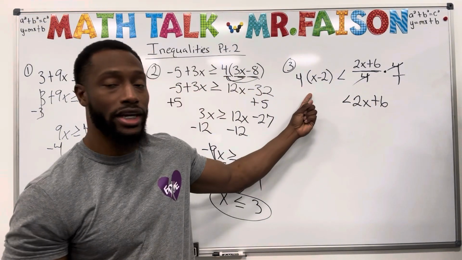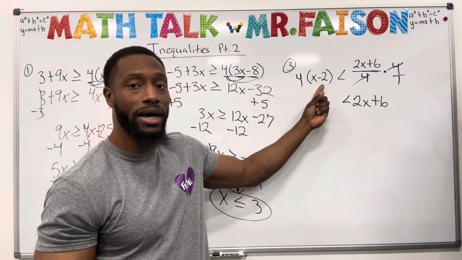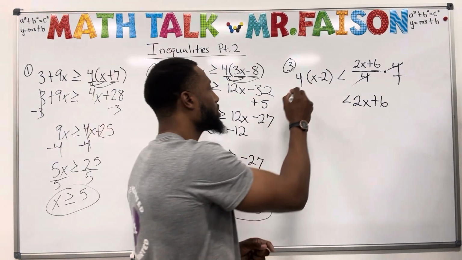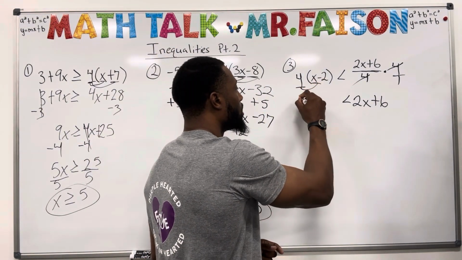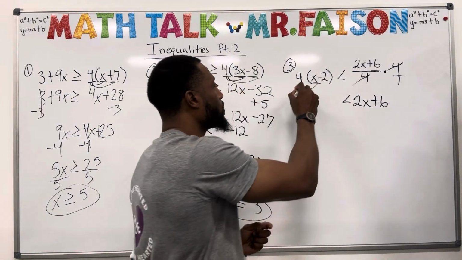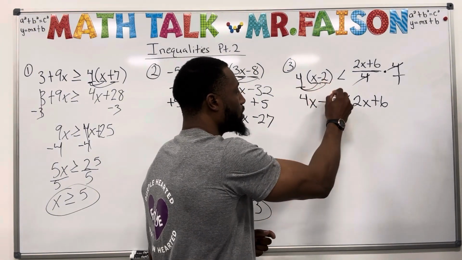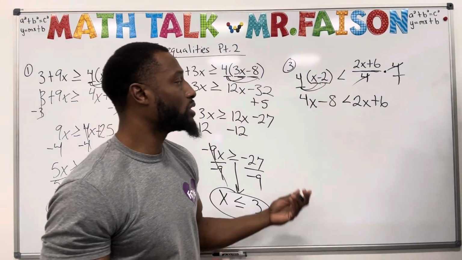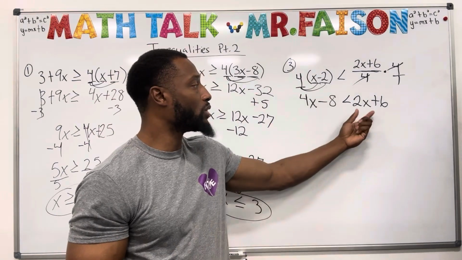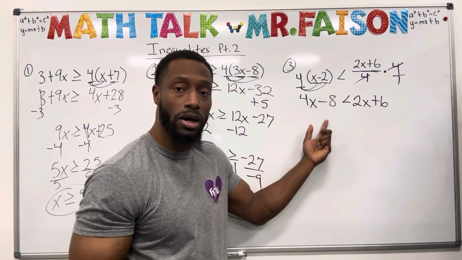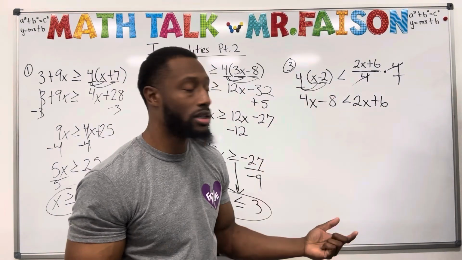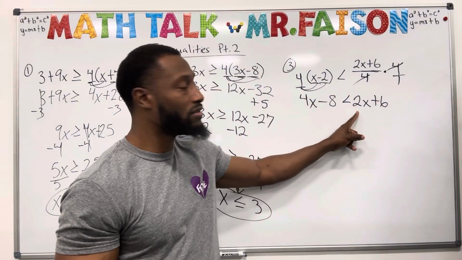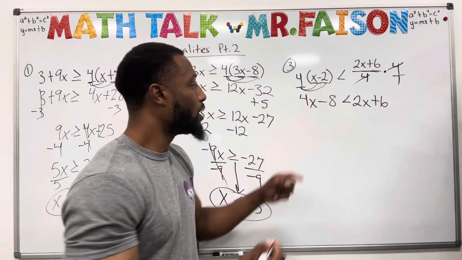But then we have this right here. I have to take this 4 and multiply it by everything on the inside. 4 times x is 4x. 4 times negative 2 is negative 8. All right? Now, once again, what I want to do is get all my x's on one side and all my regular numbers on the other side of the inequality. So first thing I'm going to do is take this positive 2 and move it over here with this 4.